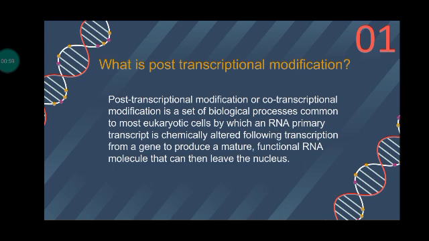It is also known as co-transcriptional modification, which is a set of biological processes very common to most eukaryotic cells, where an RNA primary transcript is chemically altered to produce a mature and functional RNA molecule that can then leave the nucleus and get involved in protein synthesis.